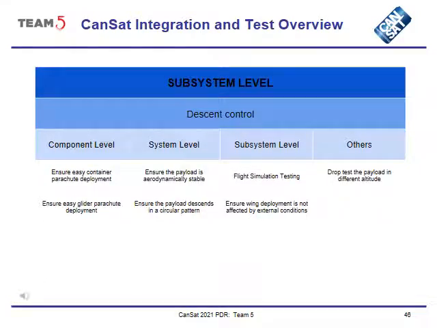Descent control. Component level. Ensure easy container parachute deployment. Ensure easy glider parachute deployment. System level. Ensure the payload is aerodynamically stable. Ensure the payload descends in a circular pattern.